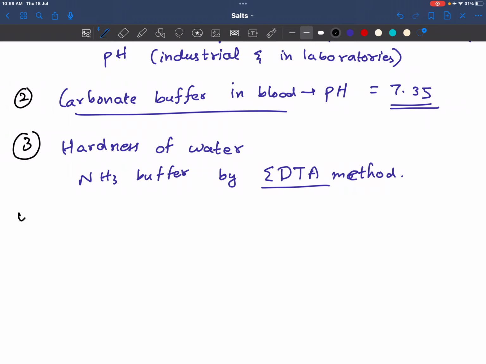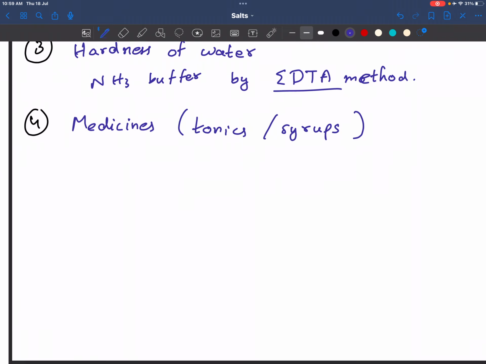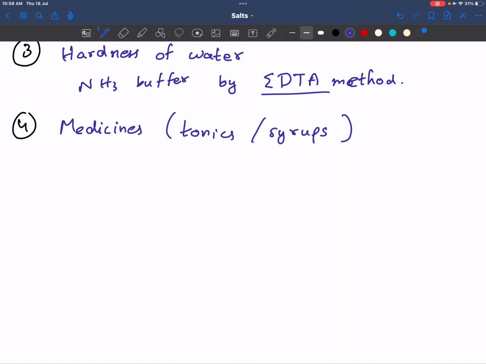Next, applications are not that important, they're only theory based. They should be added to tonics and syrups to keep pH value constant. In medicines, obviously not in solid medicines, buffers are solutions. So in tonics or syrups, they are added to keep the pH at a constant level.